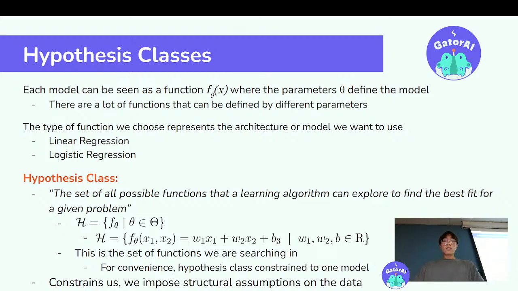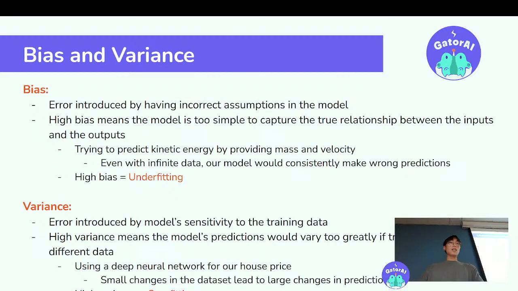So often what happens is that our hypothesis class imposes structural assumptions on the data. And this is really important to note because when you choose a model, these structural assumptions in the data have a strong effect on how your model performs, right? So this actually ties into what we call bias and variance, right? So I'll explain a little bit.